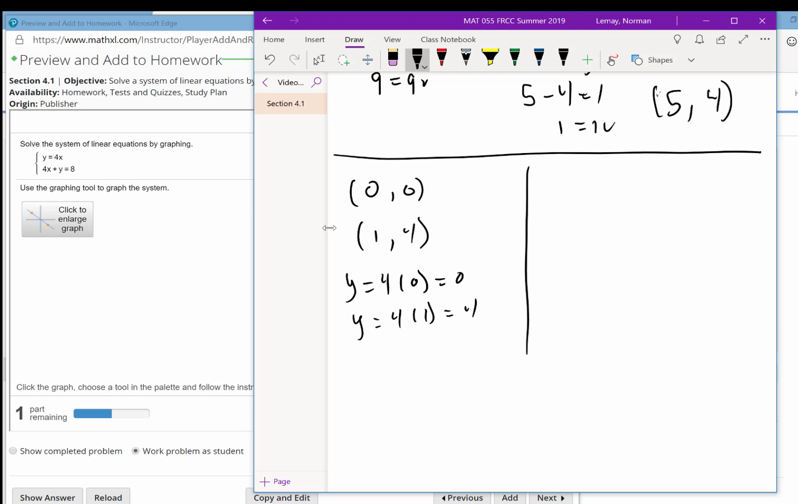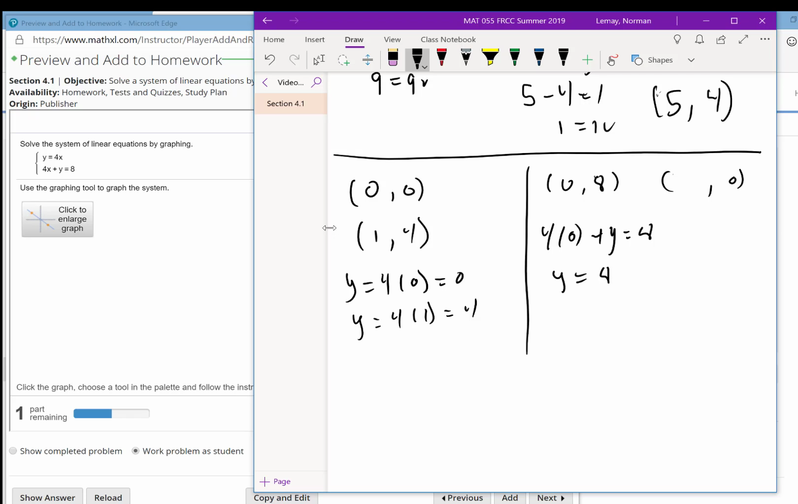And in the second equation, again, I have this in standard form. So I can go ahead and choose the x and y intercepts. I'm just going to write these down like this. So I'll make my substitution here. I get 4 times 0 plus y equals 8. So y equals 8. So I'll just put an 8 there.